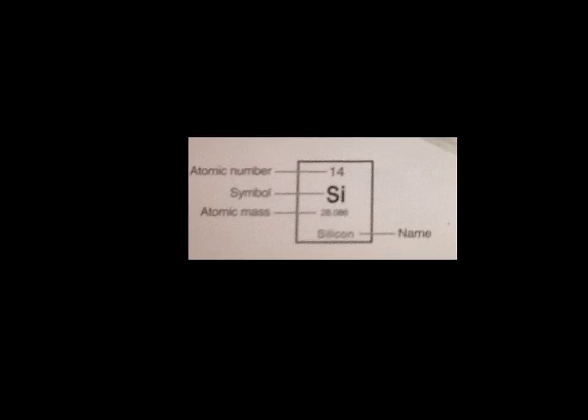Now, back to this. I believe that covers just about it. Here's this as an example. We have the atomic number, symbol, atomic mass, and name, once again. And that about wraps it up. And that's the end of this.